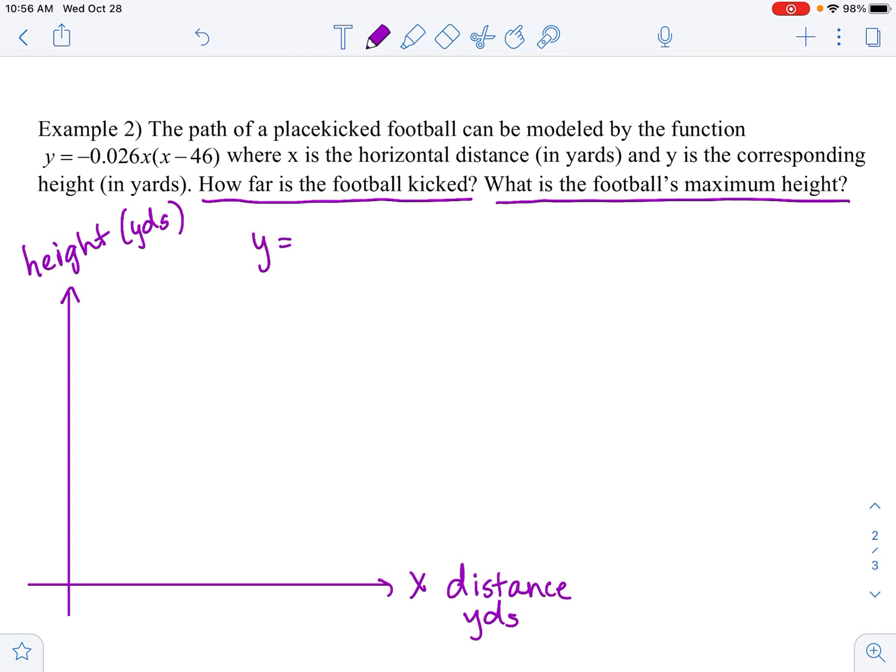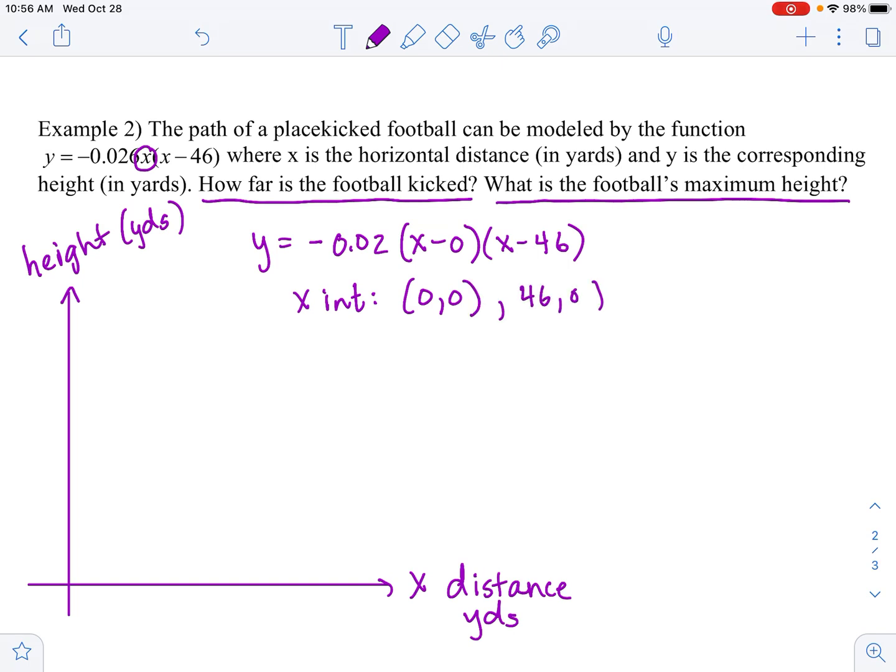Now let's look at our equation. Notice this is in intercept form. You might not recognize that, but the x right here, you could write as x minus 0, and then we have our other intercept that's represented in that binomial there. So this means that our x-intercepts are (0, 0) and (46, 0). So over here at the origin, (0, 0), and then over here, 46.